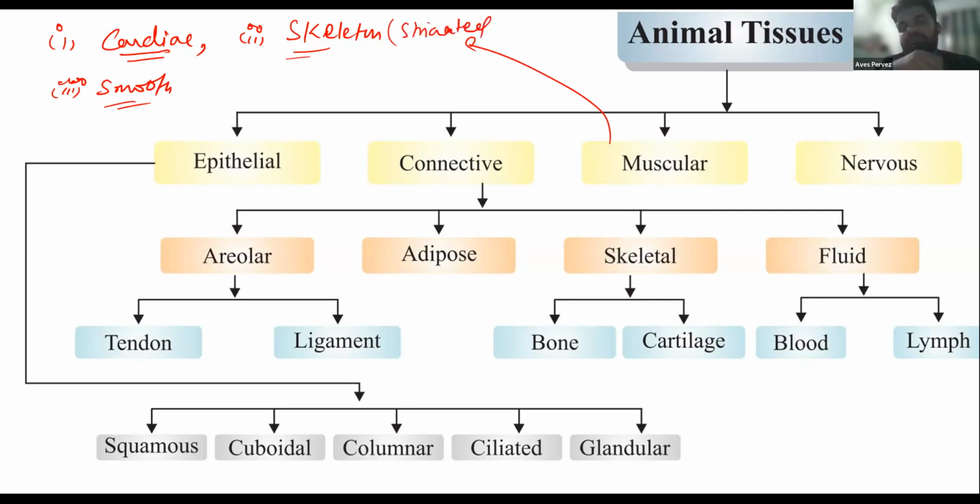Note it down. Cardiac, skeletal, striated, and smooth. So muscular tissue. Let's start studying about the muscular tissue. Okay.